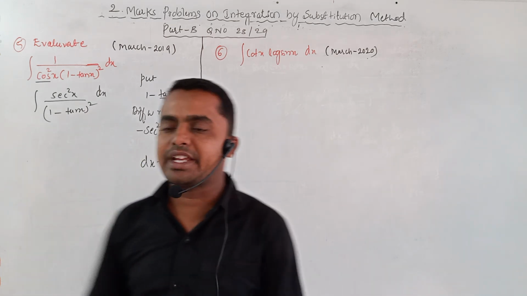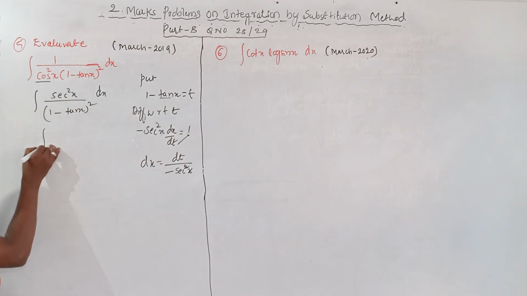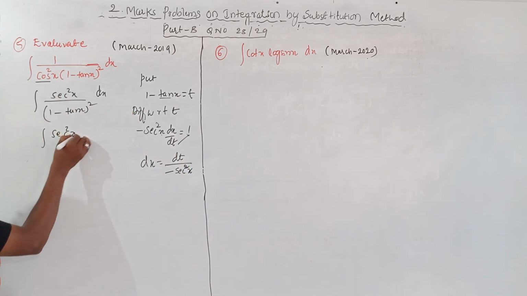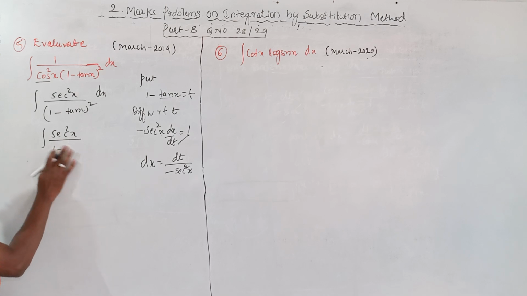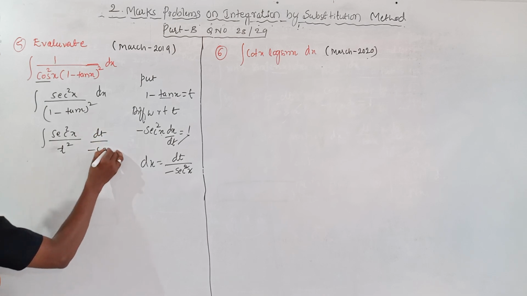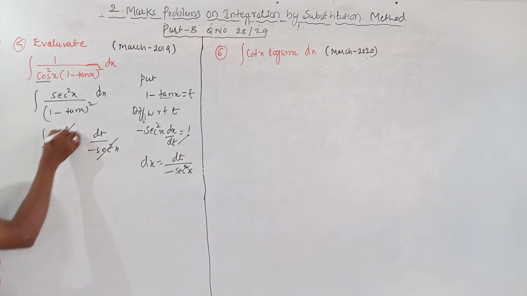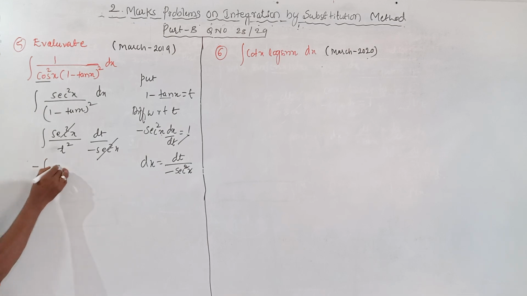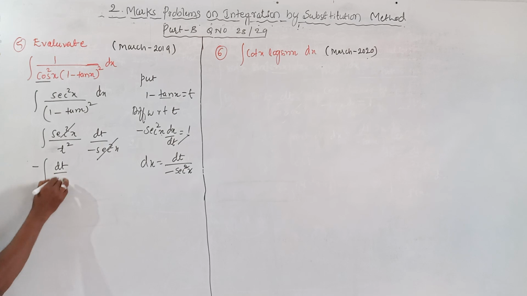Come to here, sec square x as it is, divided by 1 minus tan x which is t, that is t square. Dx means dt by minus sec square x. Sec square x cancels. Take the minus sign outside. Dt by t square is minus t raised to minus 2 dt.